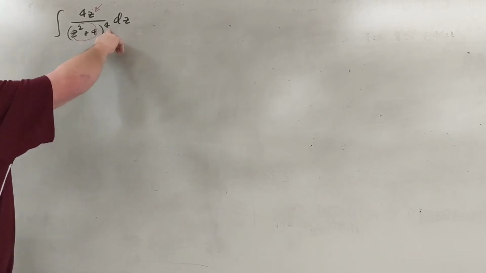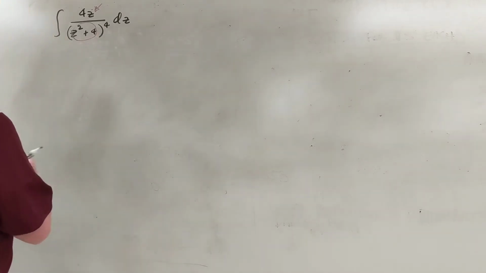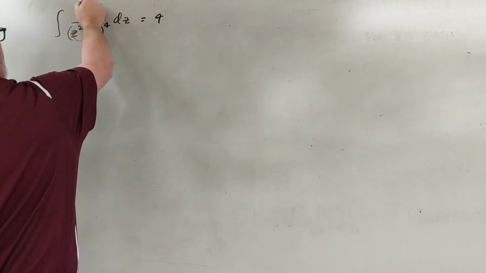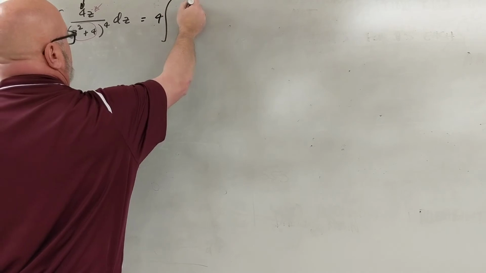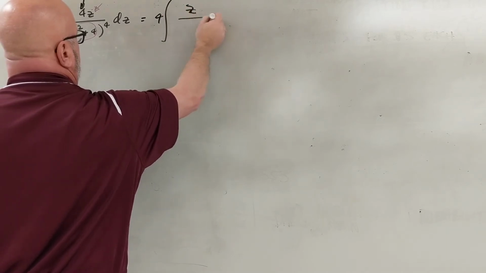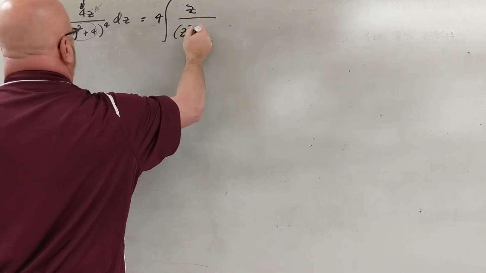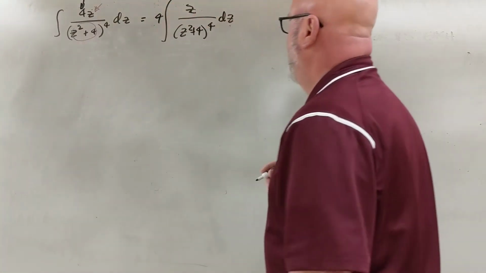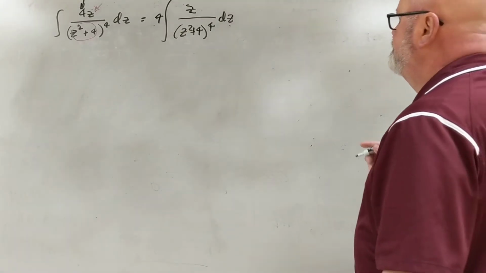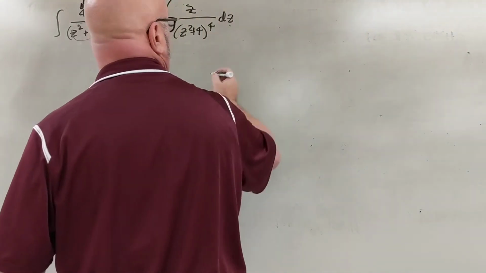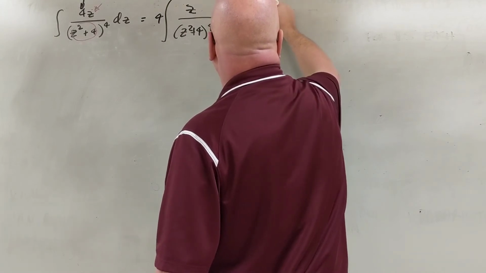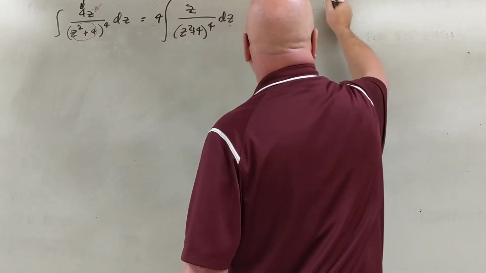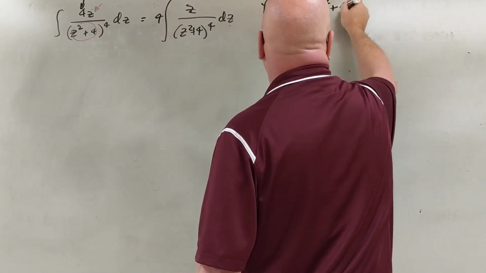The 4 out here is easy enough to deal with. I think first things first, I'm just going to move this 4 out of my way. All right, that just gets it out of the way. You don't have to do that. Then I'll make my substitution step. I'm going to say let U equal, and I'm going to choose this whole thing inside here, z squared plus 4.